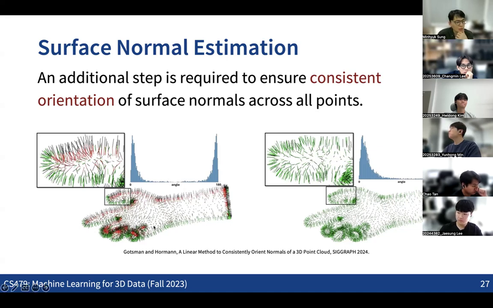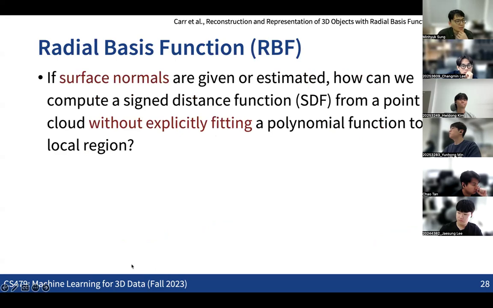Then here also the question is that if we have some additional surface normal information, either we are estimating that or we are assuming that the surface normal is basically given, then would there be some other way of computing the signed distance function from the point cloud, but without explicitly fitting some kind of polynomial function for each of the query points?